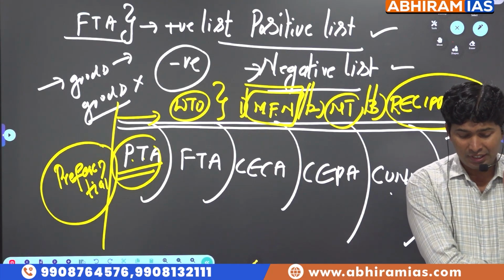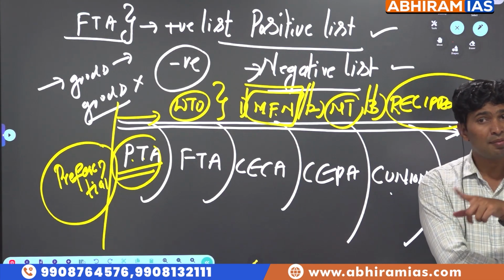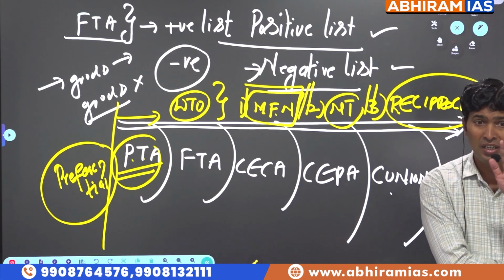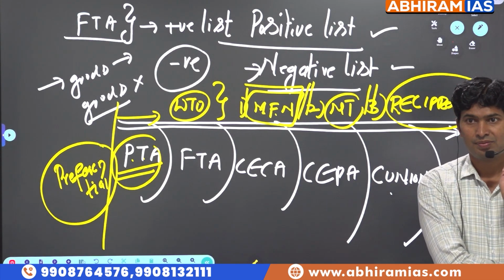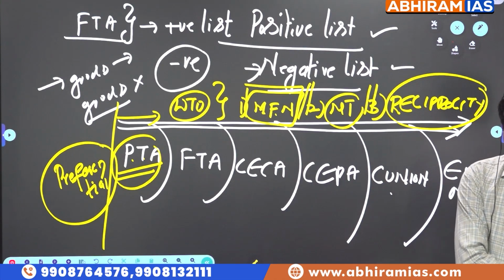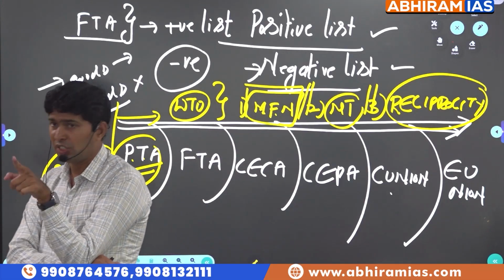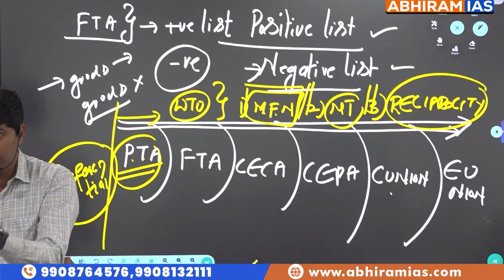See, important point. In preferential trade agreement, duties are not made zero. Duties are only reduced. In preferential trade agreement, custom duty, countervailing duty, anti-dumping duty, tariffs, all these are not made zero. They are only reduced.